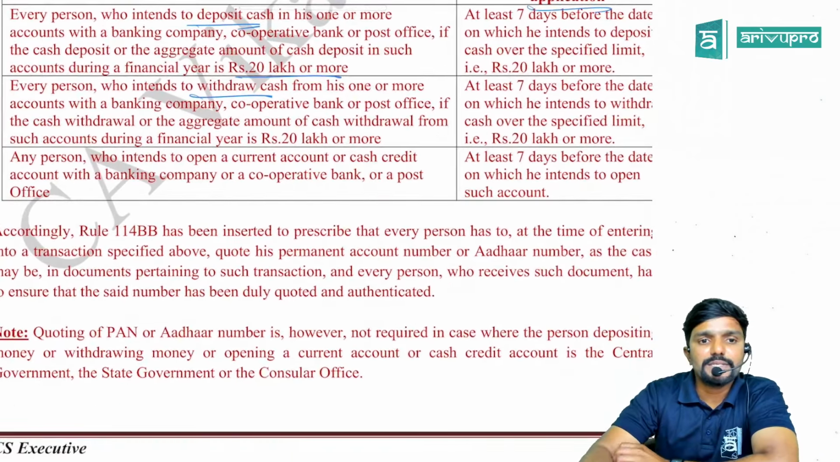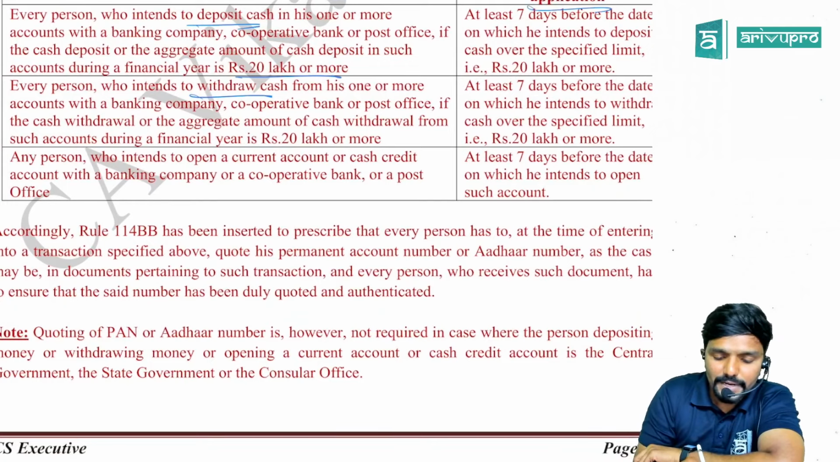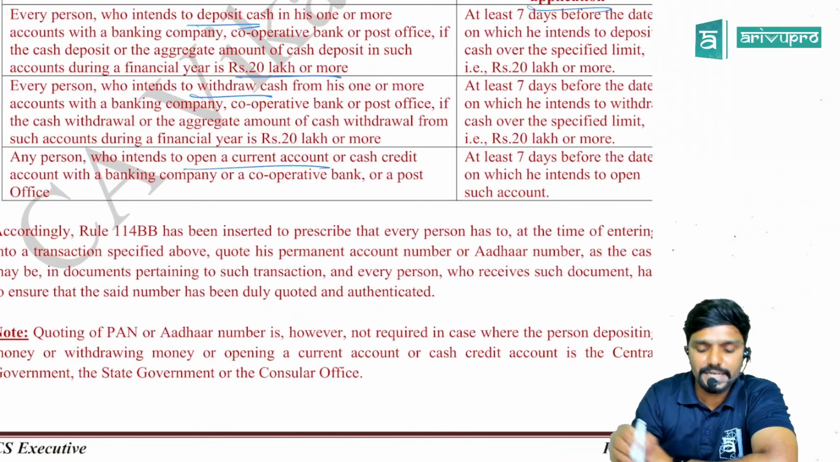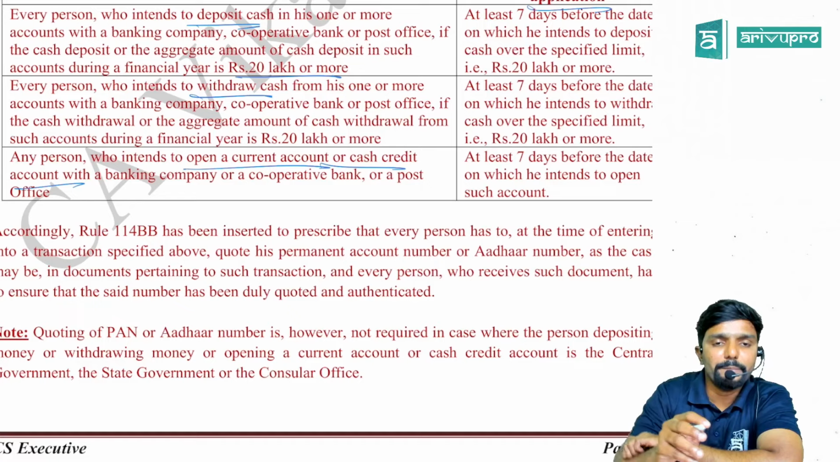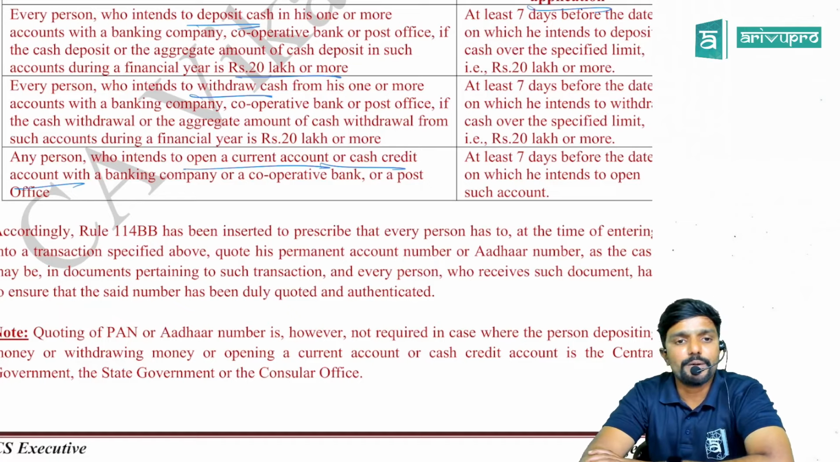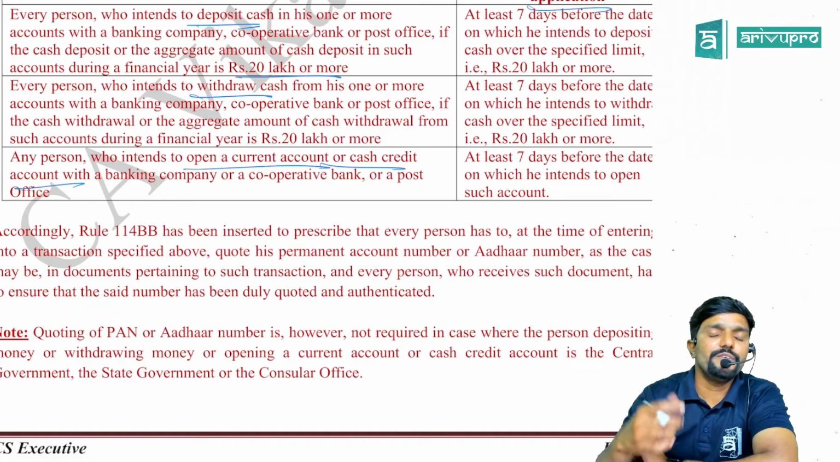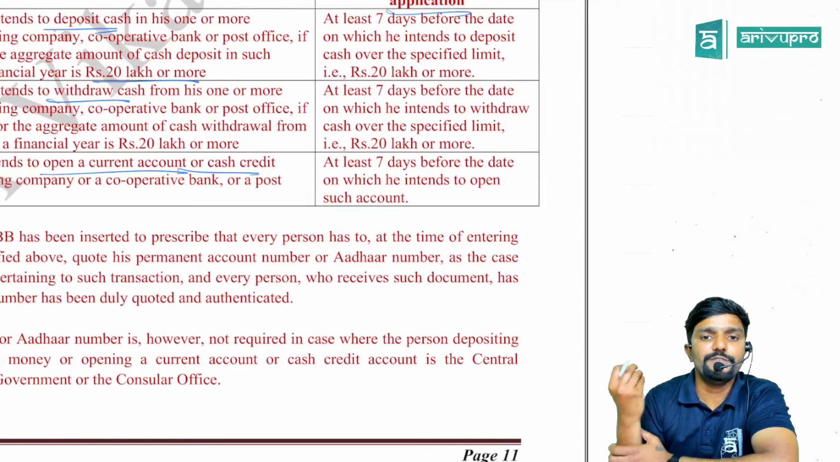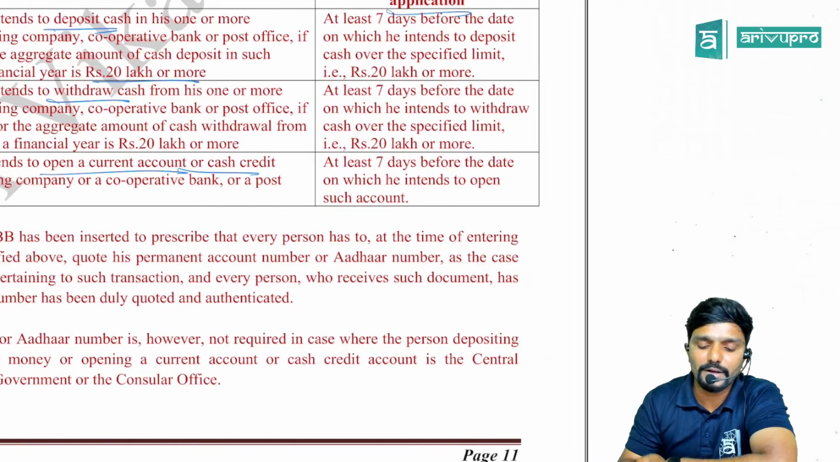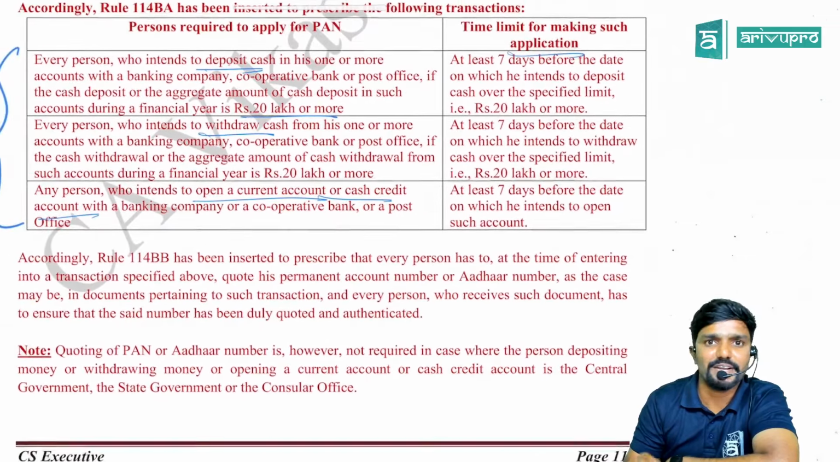Then any person who intends to open a current account or cash credit account with a banking company or a cooperative society or a post office, then before opening, at least 7 days before the date on which he intends to open such account, he should have applied for PAN. Everywhere 7 days is the limit.